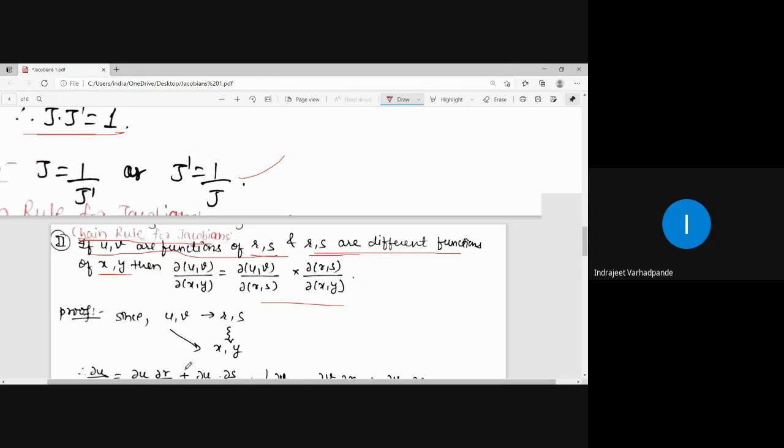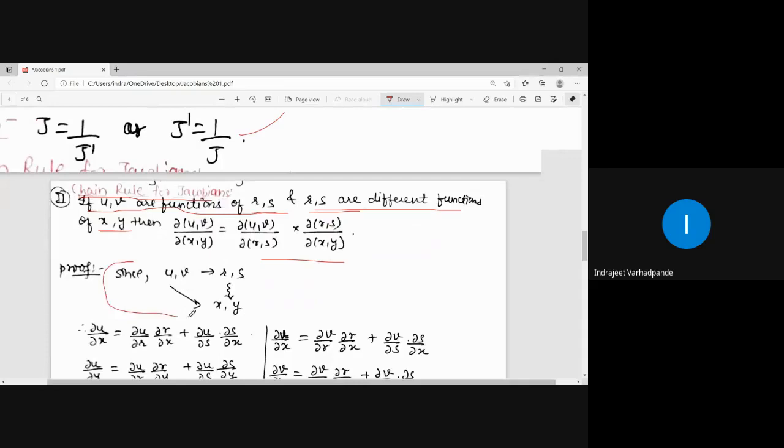Got the chain rule? For your understanding, you can draw this. How the chain is: u and v are associated with r and s, r and s are associated with x and y. But the relation has to be between u, v and x, y. Got this? So u and v are functions of r, s, and r, s are different functions of x, y. Then this is the chain rule for Jacobian.